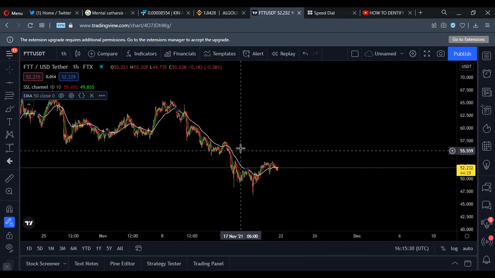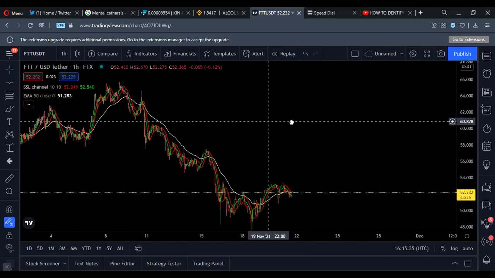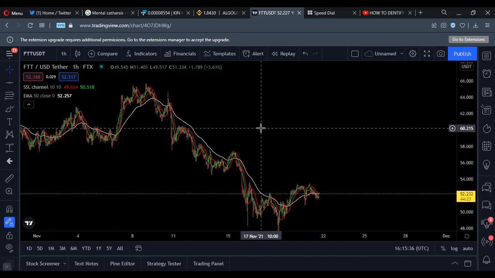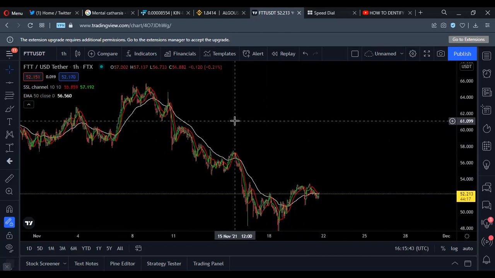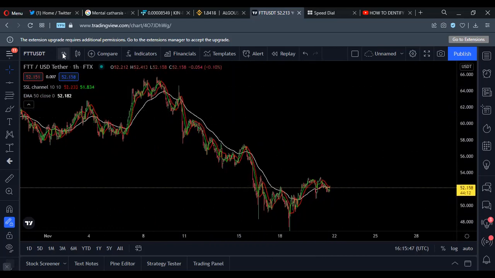Remember I said we have 2 time frames. This strategy actually works with 2 time frames: the 1 hour and then the 5 minutes. What the 1 hour does is that it helps us to determine the trend of the market. So we have to switch to 1 hour.